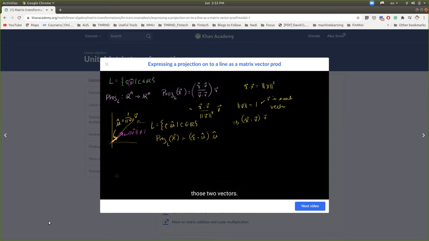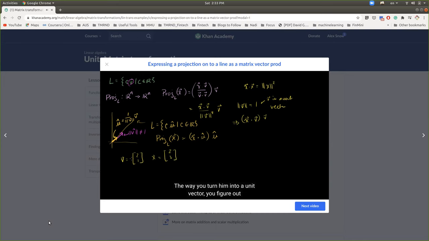And so you can imagine a world, in that case that I did in the previous video, where I had those two vectors, where the vector V that defined the line, I think it was the vector 2, 1, and our vector X was equal to 2, 3. If you want to do this definition, we just have to turn this guy into a unit vector first.